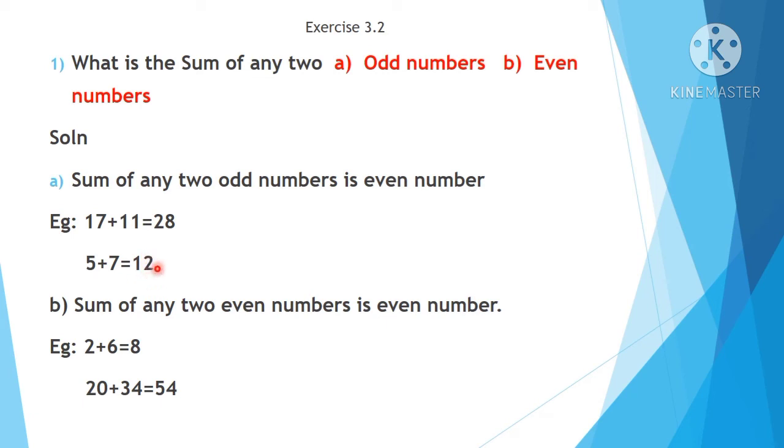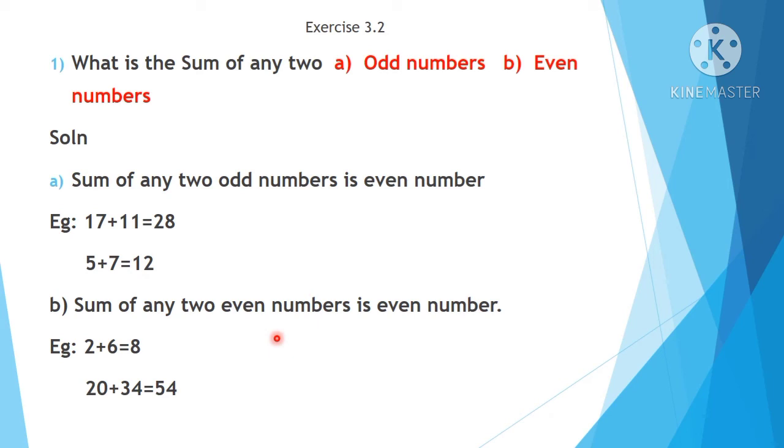Now what is the B part? You want to check what is the sum of any two even numbers. Now the B part is you want to take any two even numbers and add and see. Sum of any two even numbers is an even number. When you add any two odd numbers, the answer is even. For even numbers also, when you add any two even numbers, your answer will be an even number.